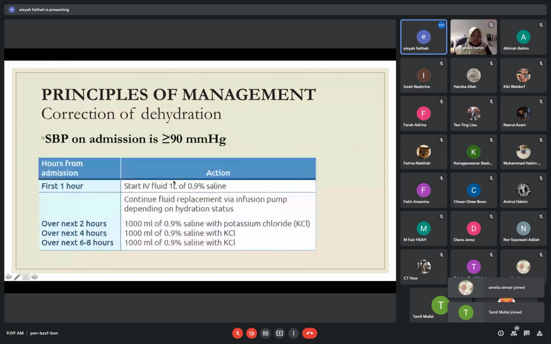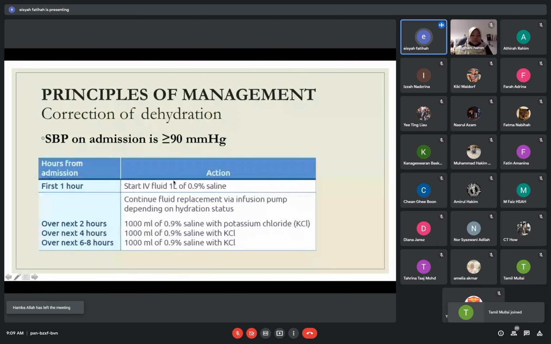Okay. If the SBP on admission is more than 90, then we straight away start the DKA regime: 1 liter normal saline in the first hour, then the next liter in 2 hours, then the next liter in 4 hours, and the next liter in 6 to 8 hours. The first liter is normal saline only, and then the next liters should be added with potassium chloride.